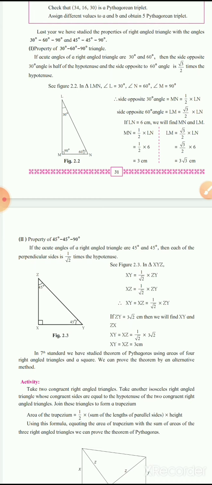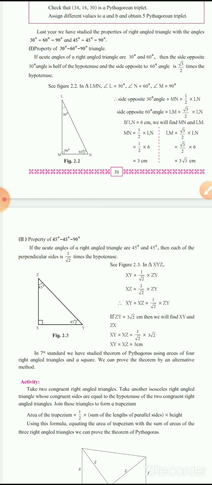What is the property? Let us see once again. Property of 45 degree, 45 degree, 90-degree triangle. If the acute angles of a right angled triangle are 45 degree and 45 degree, then each of the perpendicular sides is 1 upon root 2 times the hypotenuse. Let us see the figure.